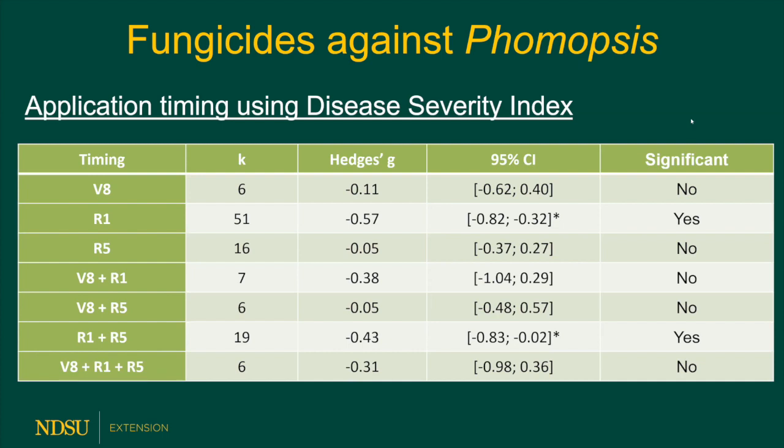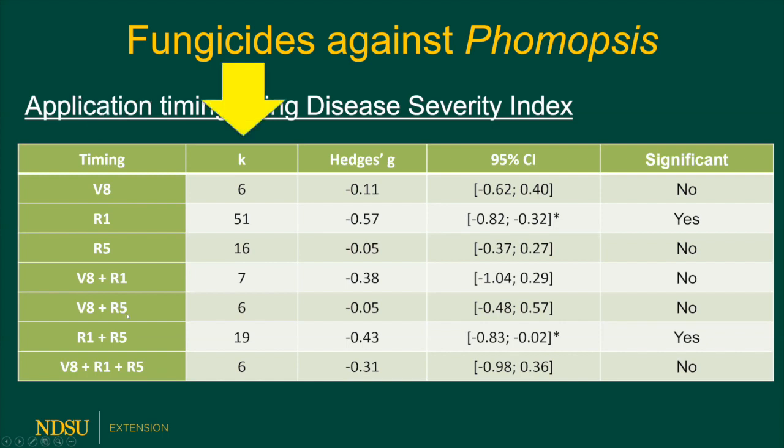Oh, there we go. The first component here is timing. So this is what we're looking at. The timing is in this column: V8, R1, R5, independent. So a single application at V8 versus a single application at R1, a single application at R5, and then combinations of those 3. So we're looking at single applications and combinations.